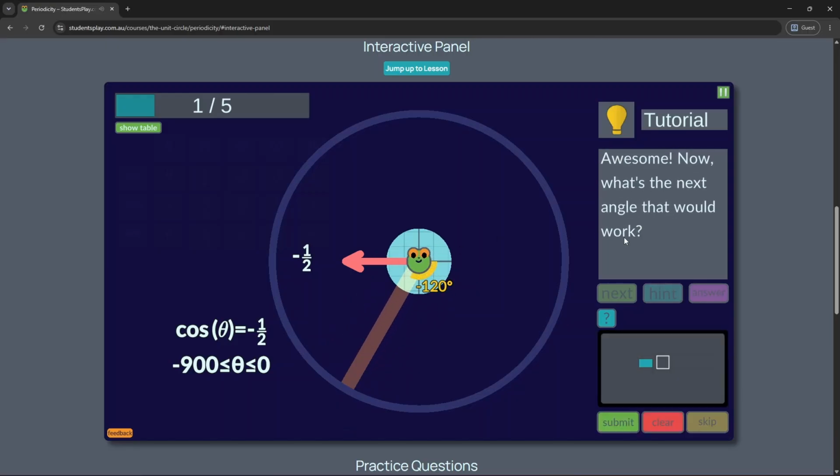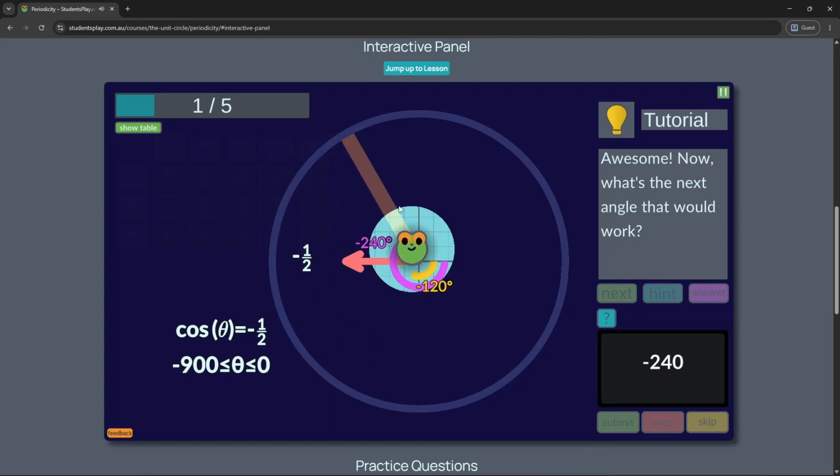Awesome. Now, what's the next angle that would work? So we said the other one will be up here. And involving a 60, we go around to 180 and then an extra 60. So 240, but don't forget, we're going negatively. Nice.